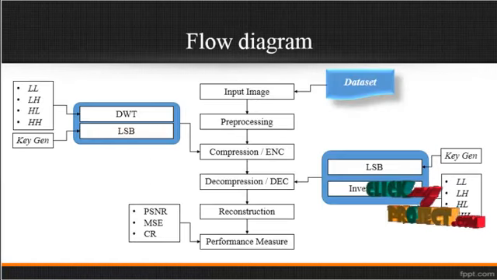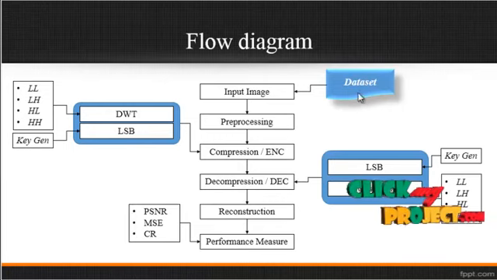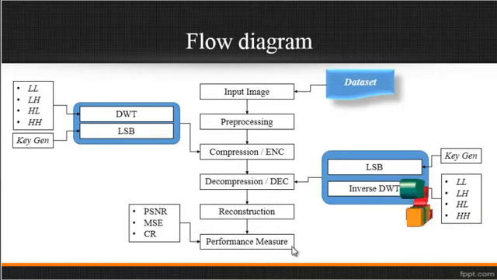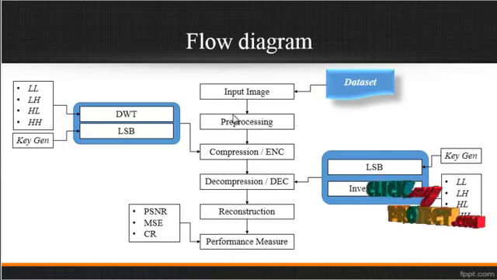Now we are going to discuss the flow diagram of the process. This is the overall working flow of this process. These are the modules in this project: input image, pre-processing, compression as well as encryption, decryption, decompression, then reconstructing the image, and finally the performance. So this is module wise. As per these modules we have designed the project.